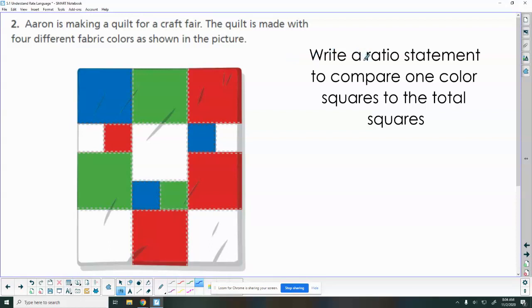So now we're going to write a ratio statement that compares any one color to the total. So first, I just want you to pick a color. So maybe you're going to pick green or red or blue or white. I don't care which one you pick, and count that color of squares. And then you need to count all the individual squares, big and small. Each one counts as 1. And see if you can write a ratio statement. So that means you're just writing a sentence about the numbers of them. So go ahead and try that out.